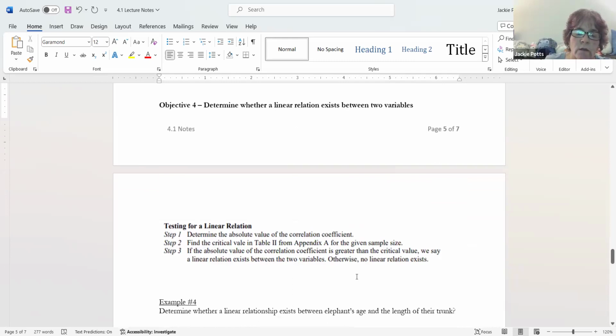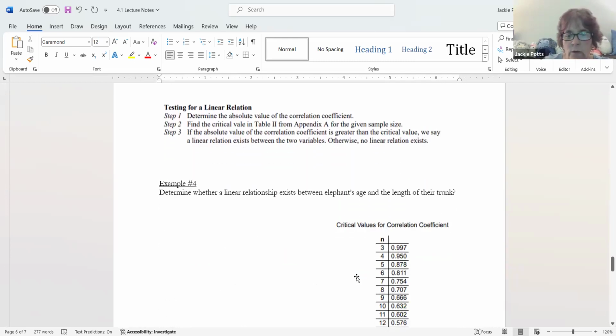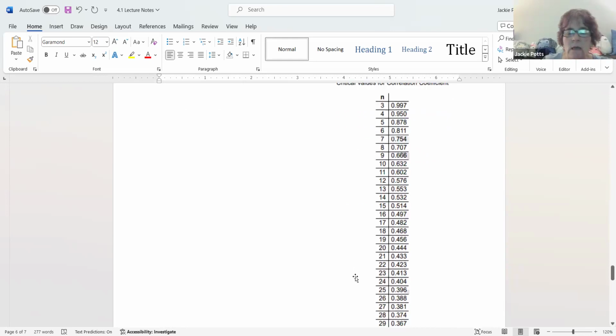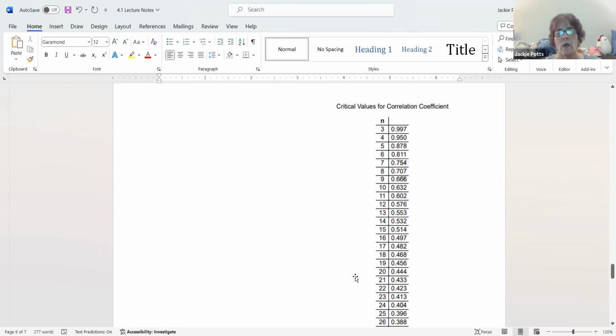So how do we truly determine it? I'm going to scroll down. Right here, we compare the R value versus the correlation coefficient. And how is this read? The R has to be bigger than the critical value. So remember I said sample size was 21. Well, that's what this column is. So I come down where N equals 21 right there.